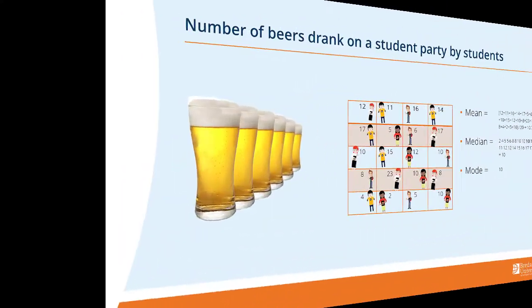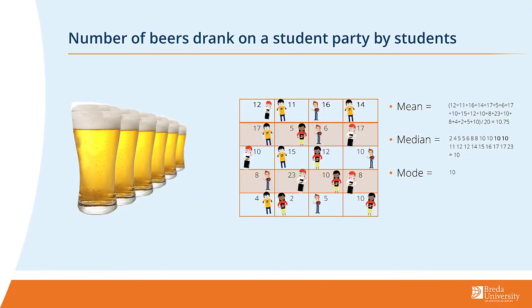Okay, so I fully trust that you actually did that. Now let's take a look at it together. If you want to calculate the mean, you take the sum of scores, the number of beers of all the students that were present, and you divide it by the number of students in your sample. In this case, we see that the mean, the average number of beers that the students drank, was 10.75, which is around 11 beers.